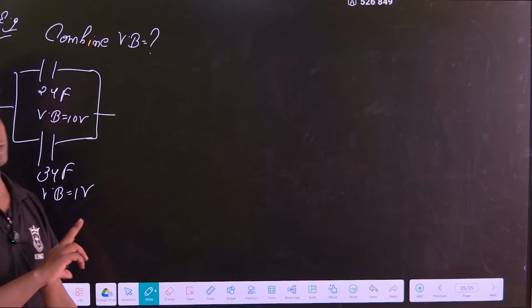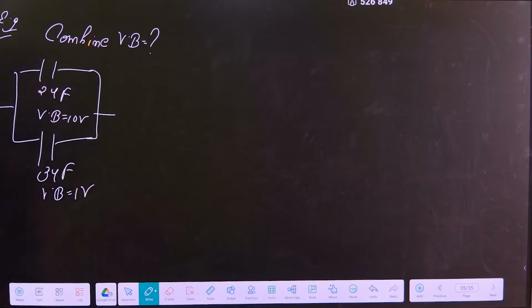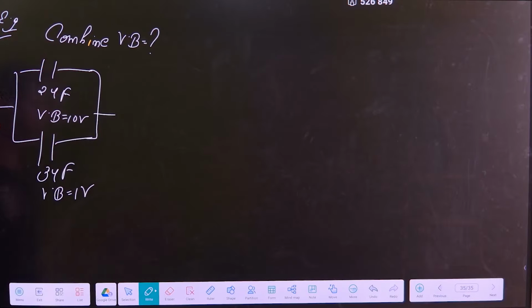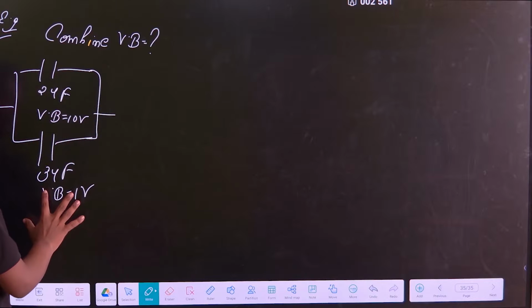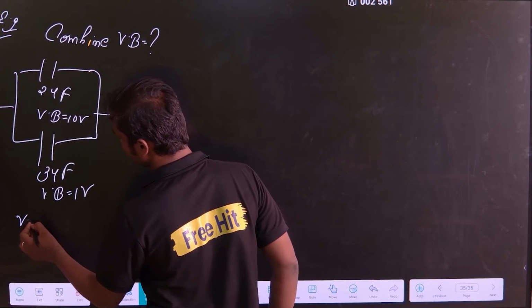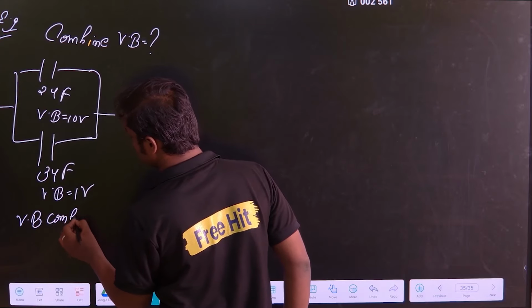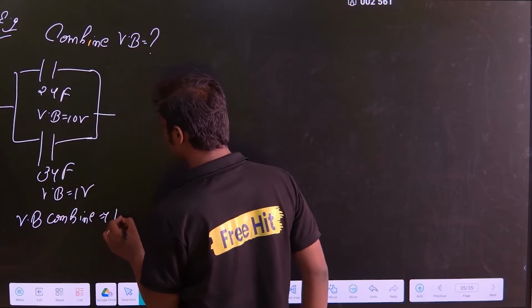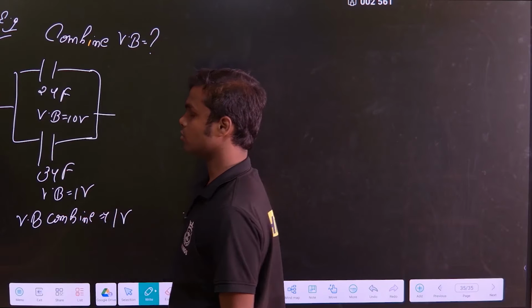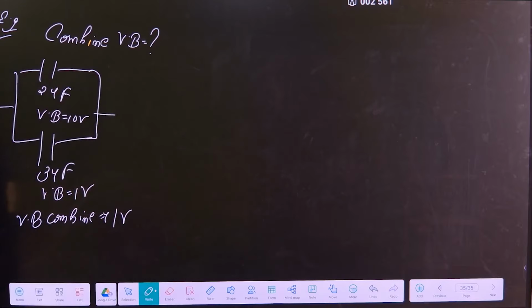Means maximum voltage which it can tolerate. This whole system, what is the maximum voltage they can tolerate? How much? Simple, 1 volt. If you apply more than 1 volt for this, it will break down. So that means maximum voltage for this will be 1 volt. It's a parallel combination. No need to even calculate. Directly, what is the combined breakdown voltage? Simple, 1 volt. Because if you go more than 1 volt, this will break down. No need to even calculate. Why are you calculating?